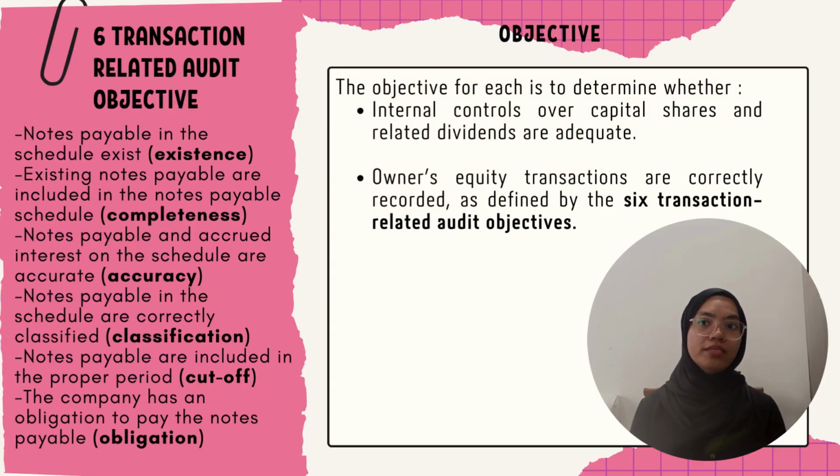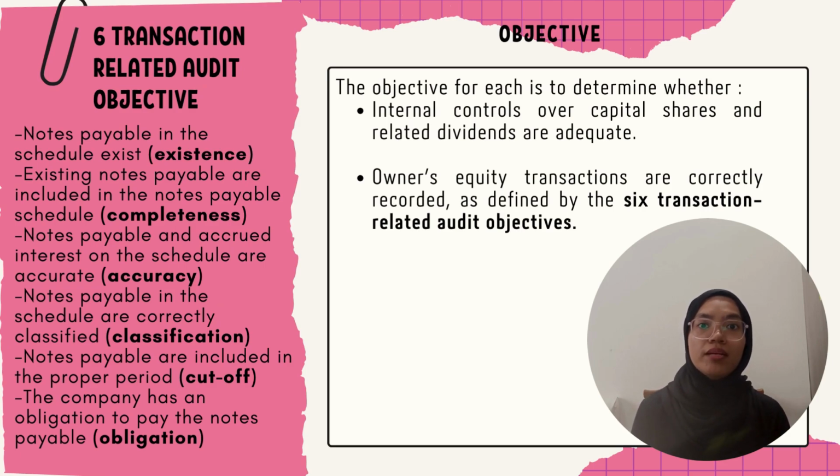And the objective for each is to determine whether internal control over capital shares and related dividends is adequate and owner equity transactions are correctly recorded as defined by the six transaction related audit objectives. Let me show what the six transaction related audit objectives are.